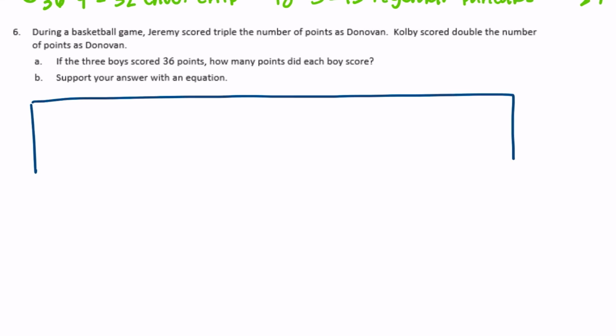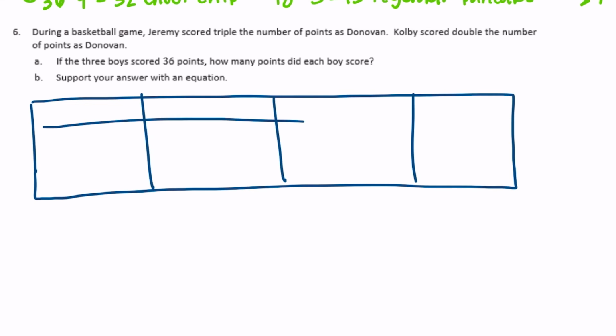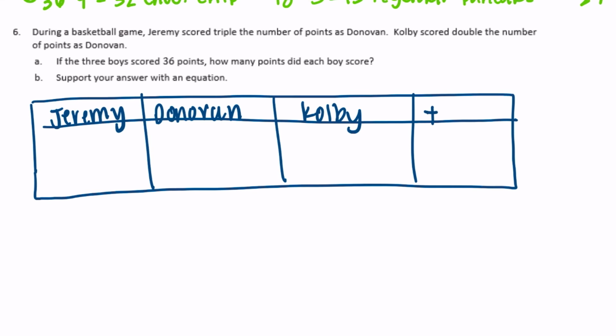Okay, so we have 3 boys and a total, which is going to give me 4 columns. Jeremy, Donovan, and Colby, and then our total.